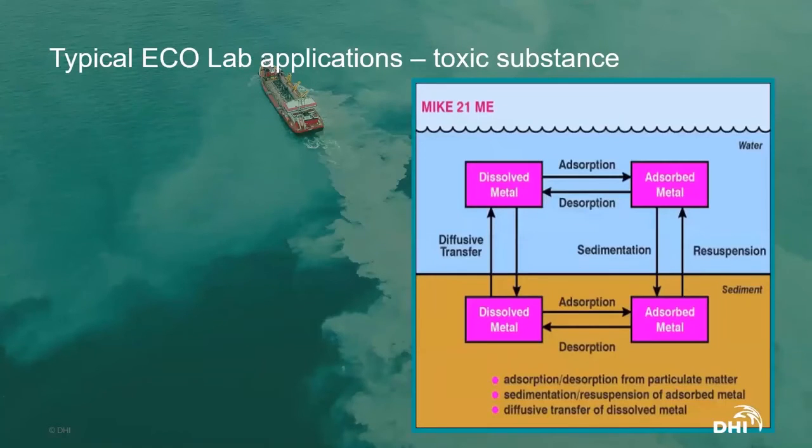Toxic substance. There's a model that describes different kinds of toxic substances. Here is basically dissolved metal, which gets adsorbed or desorbed to some particulate material, organic or inorganic material, and there's a sedimentation and a resuspension. And it goes in the sediments as well, adsorbs and desorbs in the sediment, and then from the pore water there is a diffusion transfer between the water phase and the pore water in the sediments.